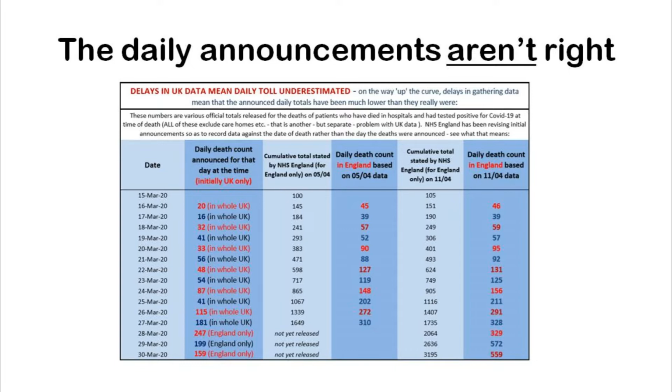Looking further down, you can see that things have got worse. On the 28th of March, announced 247 deaths in England only. The new revised figures from the NHS suggesting, in fact, 329 died in England that day. And you can see the rest of the mismatch. So we have data and we have announcements which are seriously underestimating the actual deaths that are taking place in that day once the delays are overcome and all the data is processed.